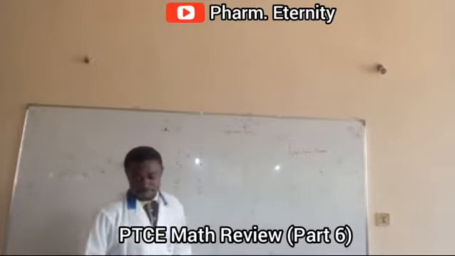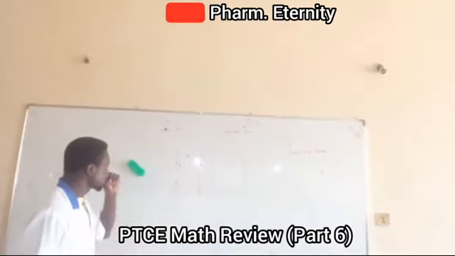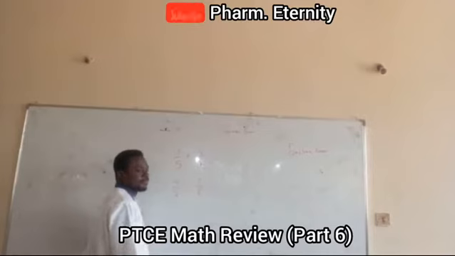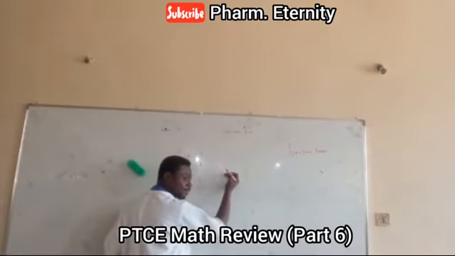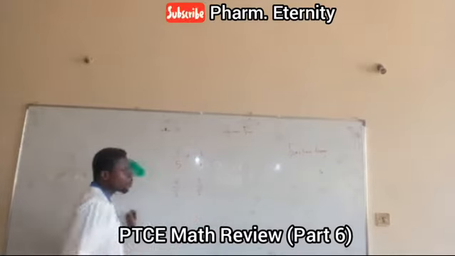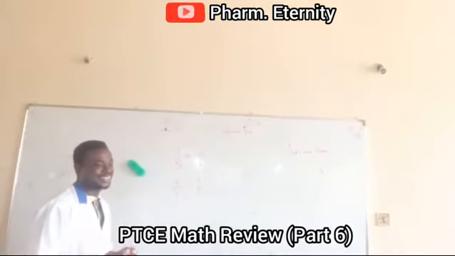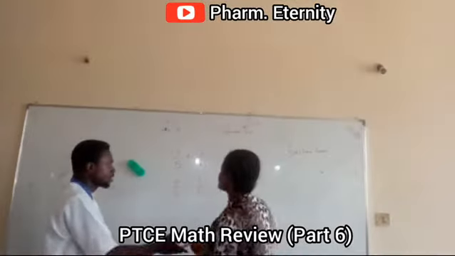Who can do it for us? The first one is 4/5. Second one, 3/5. How do you do it? The denominator. So you do what? Tell me now. Come here. Let her come and solve it for us. Let's learn from her.